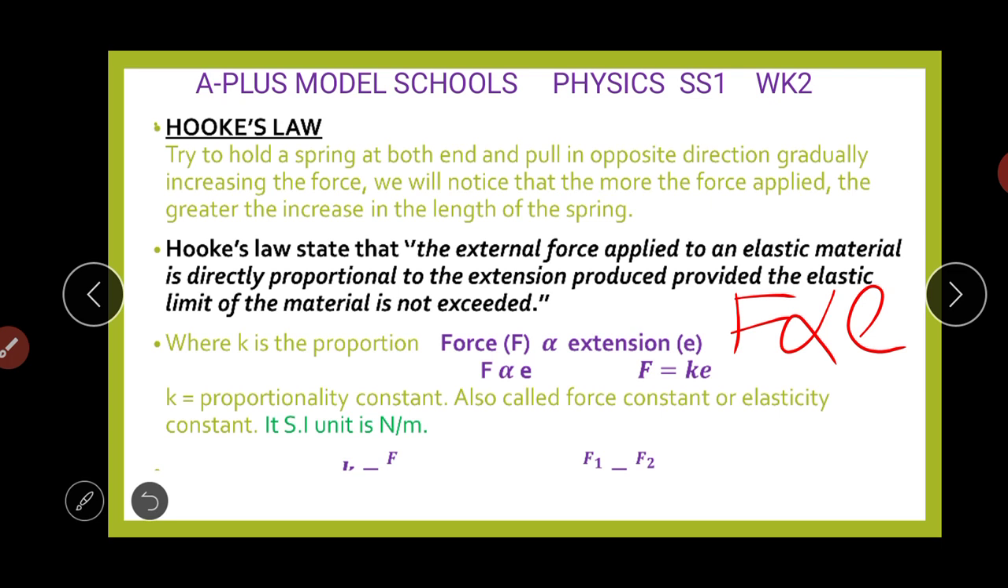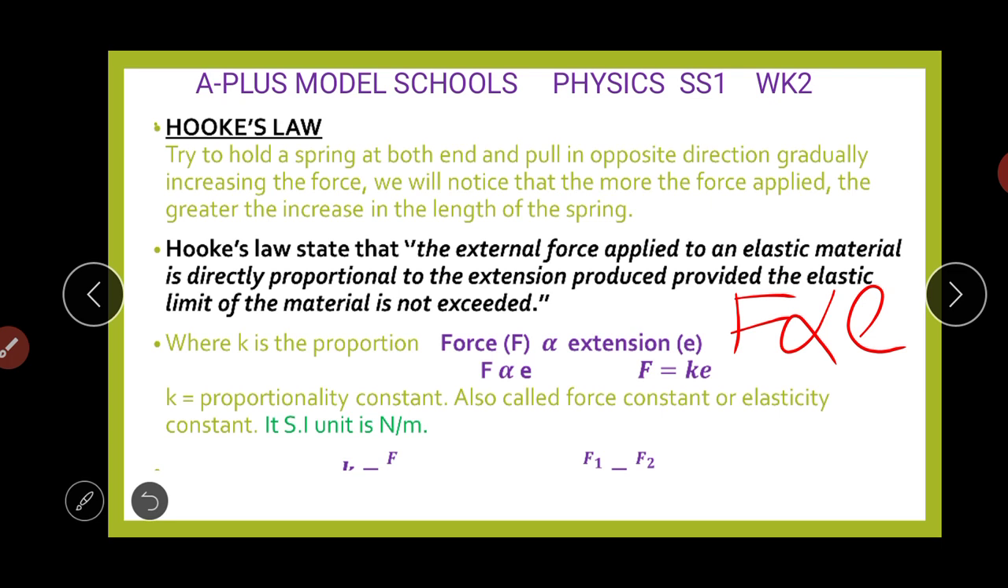So Hooke's law says that provided the elastic limit is not exceeded, you have not gotten to that range, the force will be proportional to the extension. Whenever the elastic limit is exceeded, the force will no longer be proportional to the extension, because when you apply the force, it will not extend the way you want. So the more the force, the more the extension, provided the elastic limit is not exceeded. And that's exactly what Hooke's law is talking about.